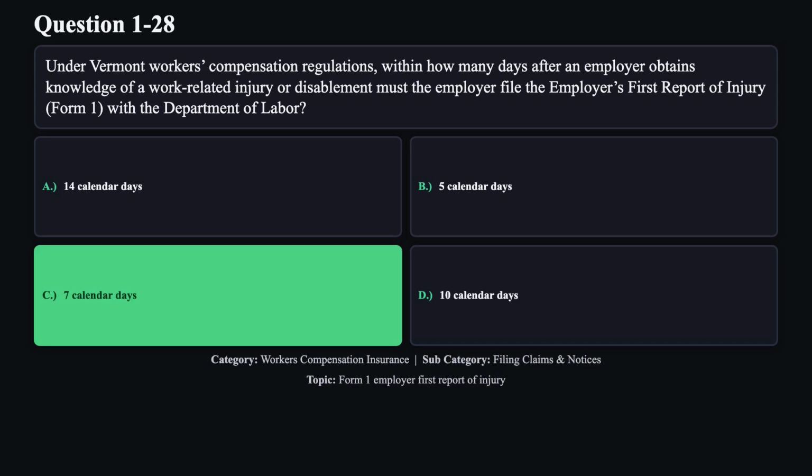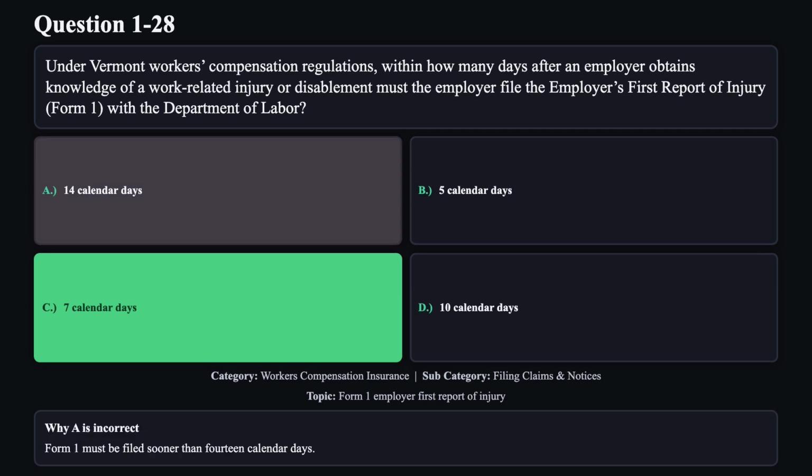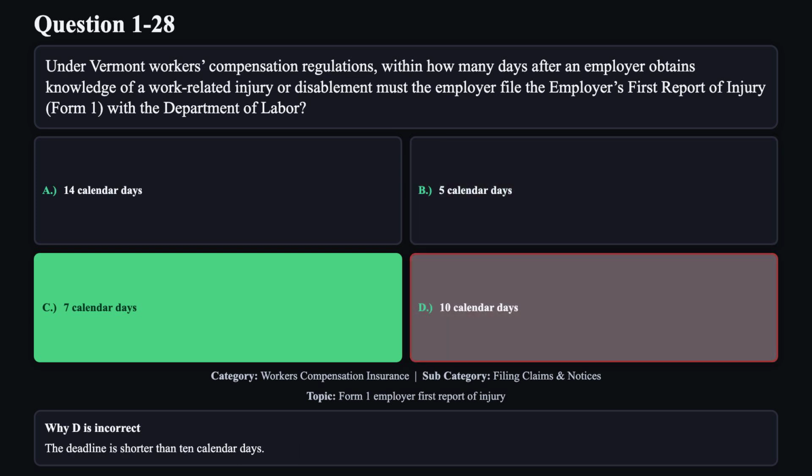The correct answer is C. The employer must file Form 1 within 7 calendar days of knowledge of the work-related injury or disablement with the Department of Labor under Vermont law. Reason A is not correct. Form 1 must be filed sooner than 14 calendar days. Reason B is not correct. The statutory window is longer than 5 calendar days. Reason D is not correct. The deadline is shorter than 10 calendar days.